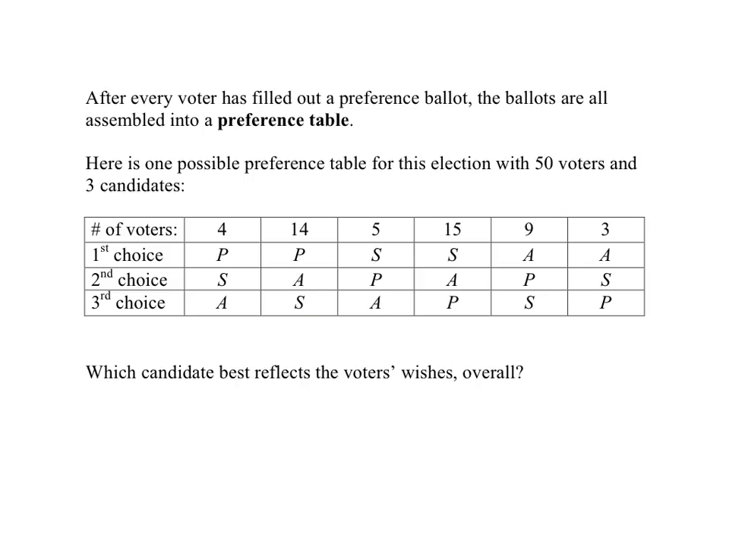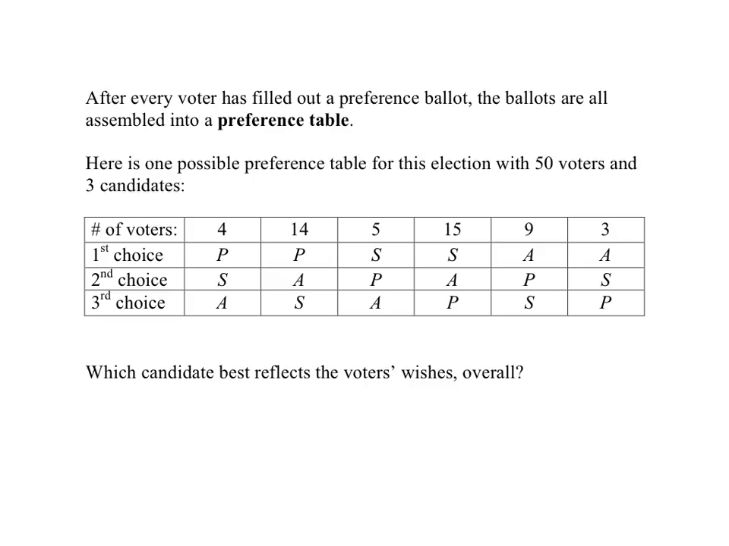So notice that we said earlier that 18 voters wanted Pat to win the election. But now, by asking every voter to fill out a preference ballot, we actually get more refined information. The overwhelming majority of Pat's 18 supporters, most of them far prefer Alex as second choice to Sam as second choice.